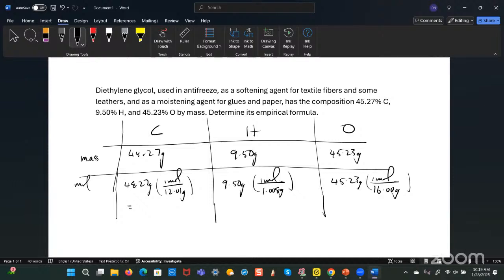48.27 divided by 12.01. So the answer I got for this one, rounded off to 4 sig figs, would be 4. Yes, sir. Isn't it 3.5? Right, thank you very much. We made that correction right now, so this should be 45, this should be 45.